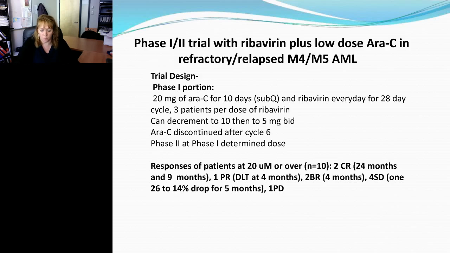Of these, we had 2 complete remissions, one of which was very long-lasting. This patient responded for 2 years, and that was particularly satisfying because she had an AML that was secondary to her breast cancer chemotherapy. And we had another patient who had a CR responding for 9 months. We also had a patient who had a partial remission for 4 months, but had a dose-limiting toxicity and had to come off of ribavirin. So although he was still clinically responding, he had to come off trial. We had 2 blast responses for 4 months, and we had 4 stable diseases, and unfortunately, we had a progressive disease.